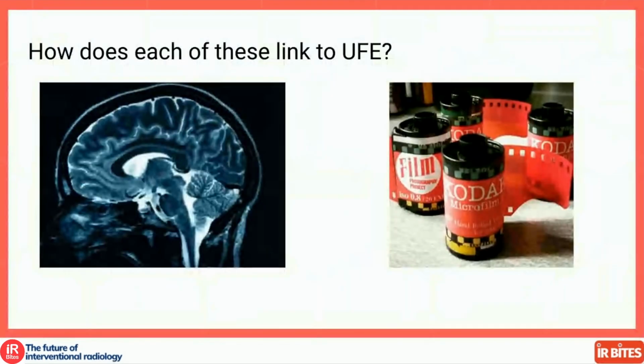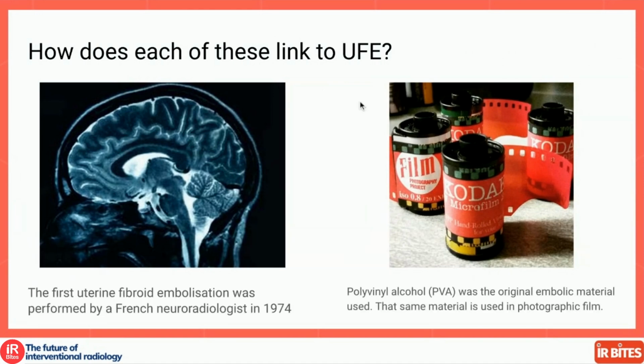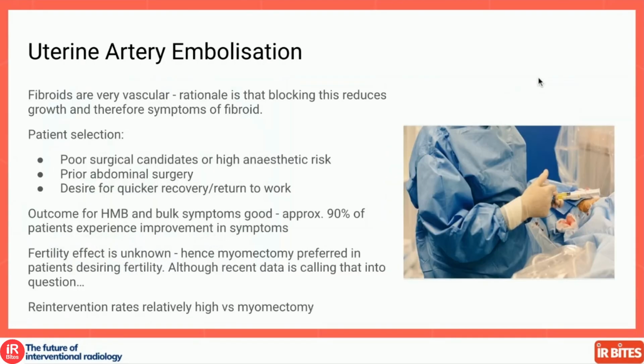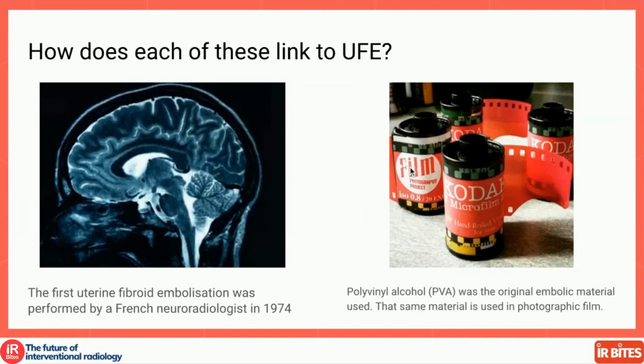I've got two pictures here, just a couple of guesses on how each of those might link to fibroid embolisation. The one on the left is a scan of a brain, so it's something to do with neuro. The one on the right is what they used to use for cameras before they had to take pictures on film. Quite hard to just guess randomly. So the first fibroid embolisation was actually done by a neuroradiologist. Don't really know why he was doing fibroid embolisation, but that was done in 1974 in France. And the reason I put the photographic film in is because the material that's used to develop it was the original embolisation material used, the PVA, to do the procedure.